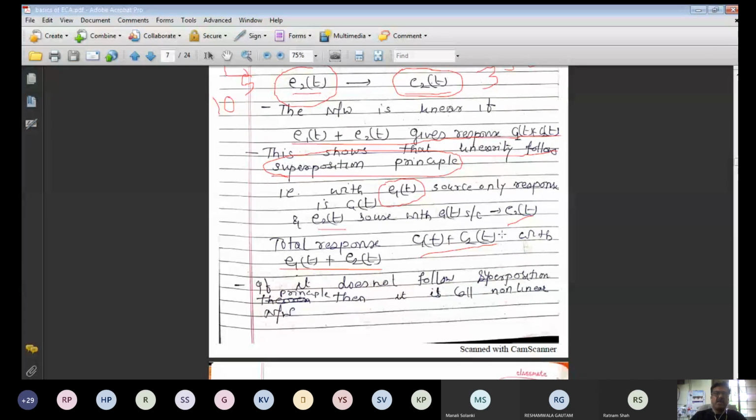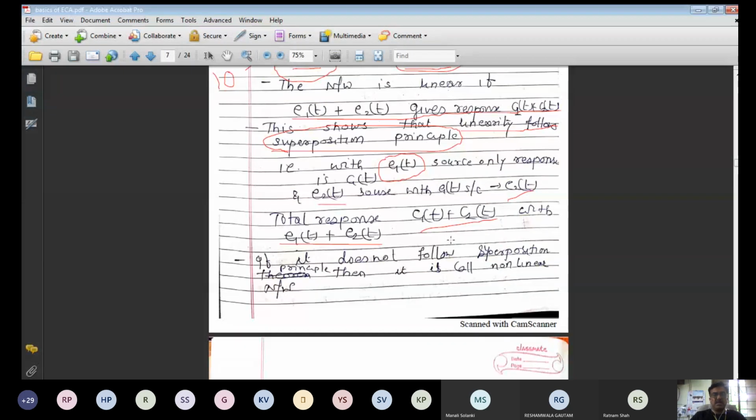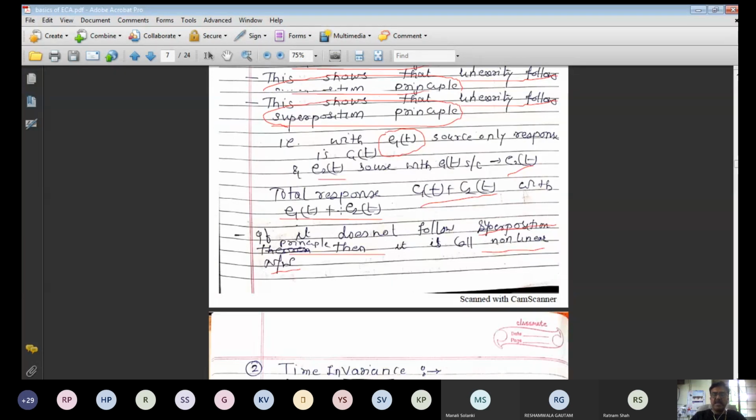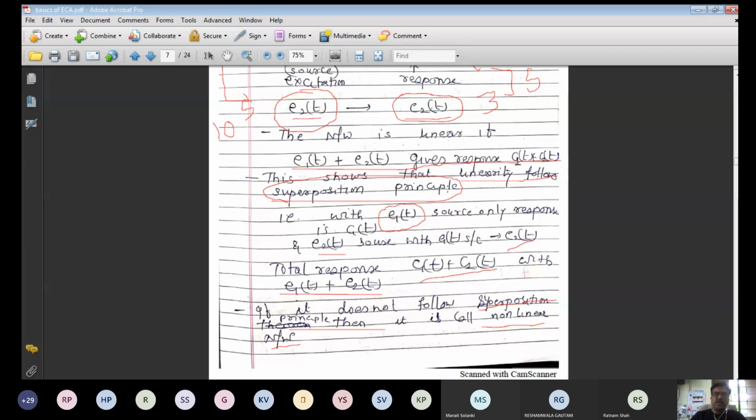That means a linear network always follows the superposition theorem. This is the property of a linear network. If it doesn't follow the superposition principle, then it is a non-linear network. In a linear network, superposition should be followed. What is the superposition theorem? We'll discuss it in the next lecture.